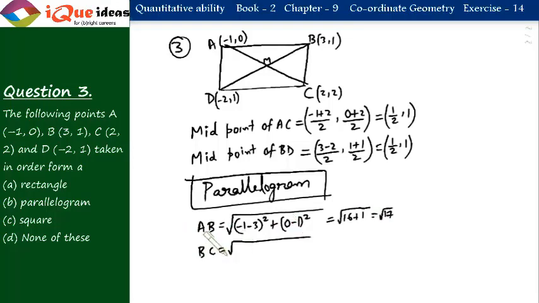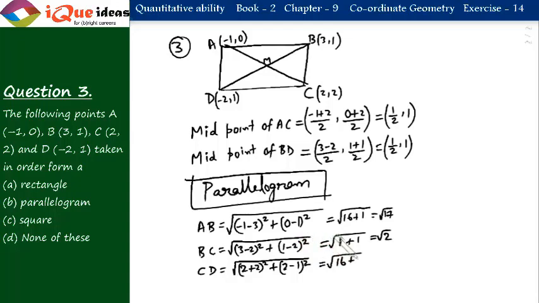Similarly, BC is equal to square root of (3 minus 2) whole square plus (1 minus 2) whole square. We are applying the distance formula for the given points. 3 minus 2 is 1, 1 square is 1, 1 minus 2 is -1, square is 1, so 1 plus 1 is root 2. Then let's check CD. CD would be, in that order, (2 minus -2), so 2 plus 2 whole square plus (2 minus 1) whole square. 2 plus 2 is 4, 4 square is 16, 2 minus 1 is 1, so 1 square is 1, so it is root 17.